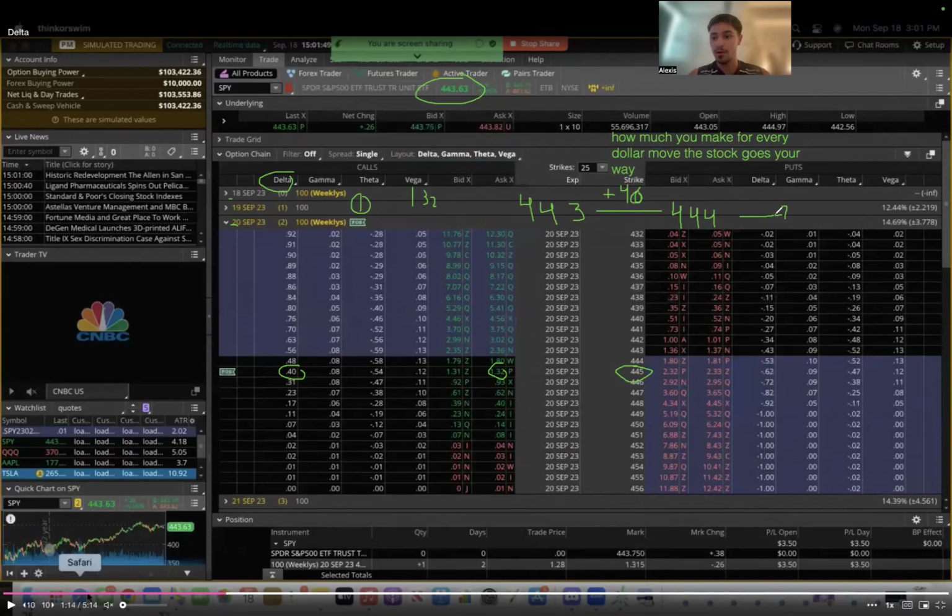If it goes up another dollar to 445, now it went $2 in our direction. So we have to add another 40. So if it goes from 443 to 445, then we add another 40 and we made $80 on this contract. So that's going to be our friend. It's going to let us know how much we make for every dollar it goes in our direction. I think this one's pretty straightforward. If you guys have any questions on this one, just feel free to drop it below.